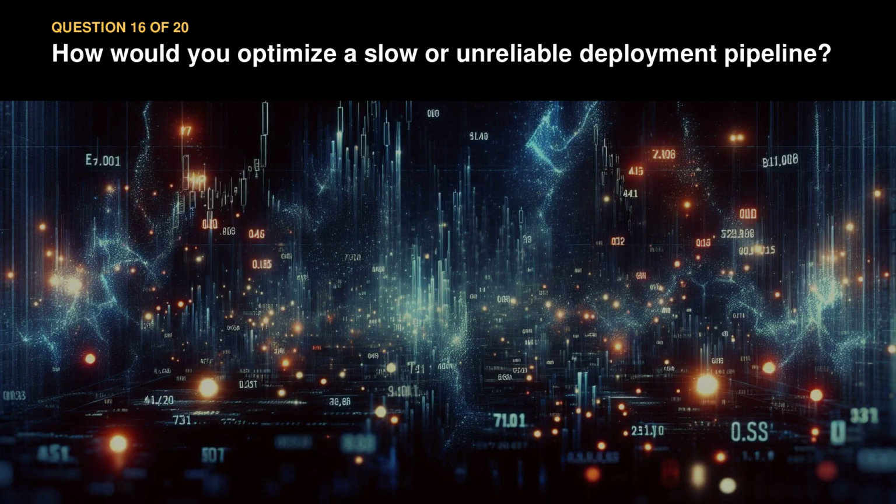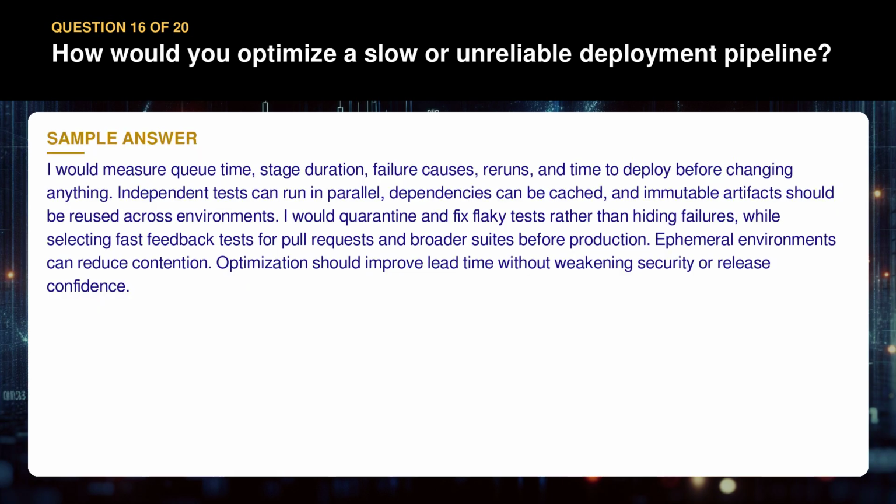Question 16. How would you optimize a slow or unreliable deployment pipeline? I would measure queue time, stage duration, failure causes, reruns, and time to deploy before changing anything. Independent tests can run in parallel, dependencies can be cached, and immutable artifacts should be reused across environments.